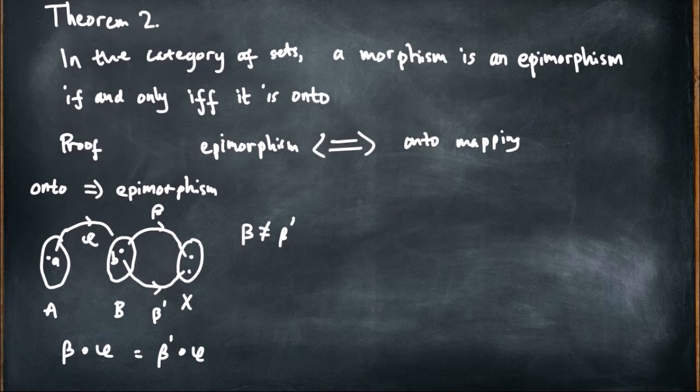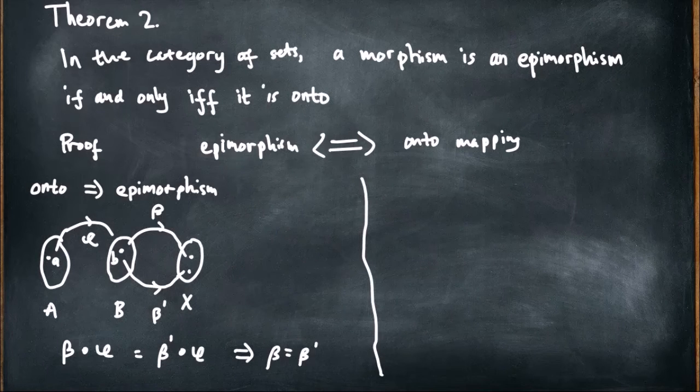But since phi is an onto mapping, there is an a inside of set A which maps a into b. Hence, we would have beta dot phi sending a to two different elements in X, beta b and beta prime b, and this contradicts beta dot phi equals beta prime dot phi. Hence, if this is an onto mapping, it must be an epimorphism.